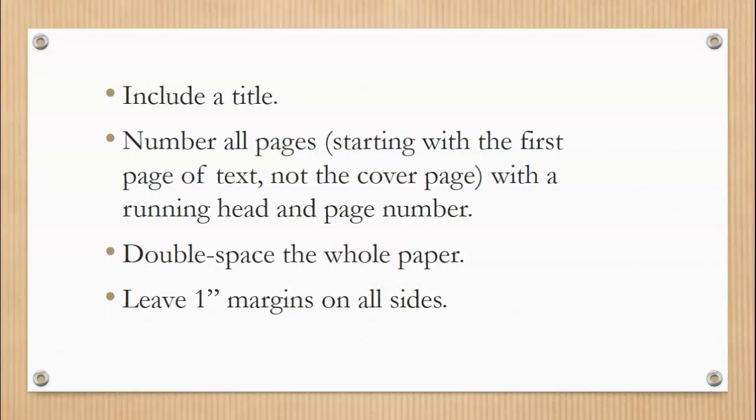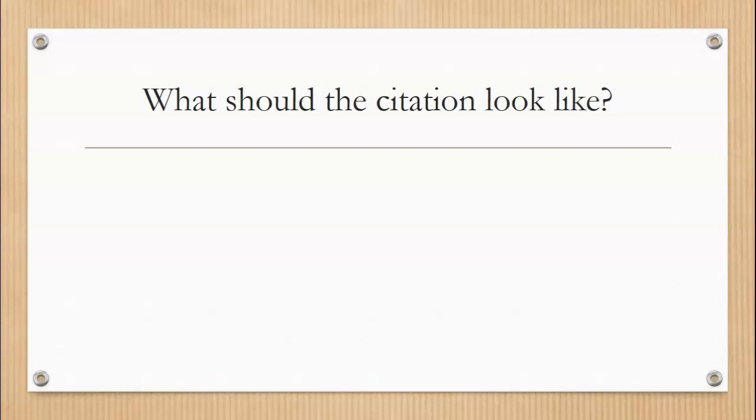Double space the paper. If you are using Microsoft Word, the easiest way to do this is to select all of the text, hold down the Control key, then push the number 2. Do not hit a hard return after each line. Finally, make sure that your margins are 1 inch all the way around. Now that we have looked at the format of the document, let's look at the format of the citation.